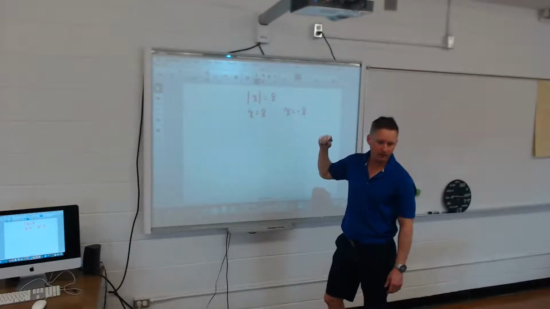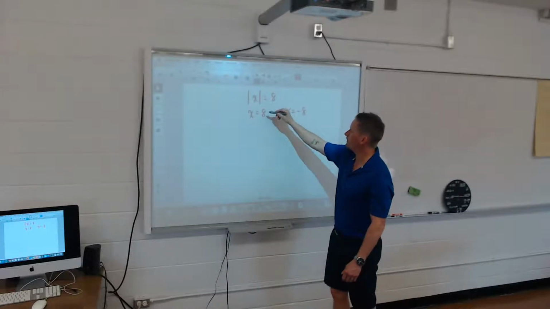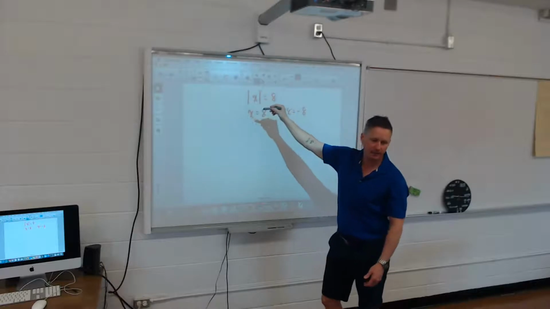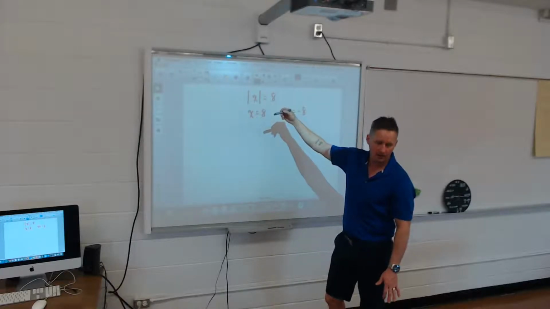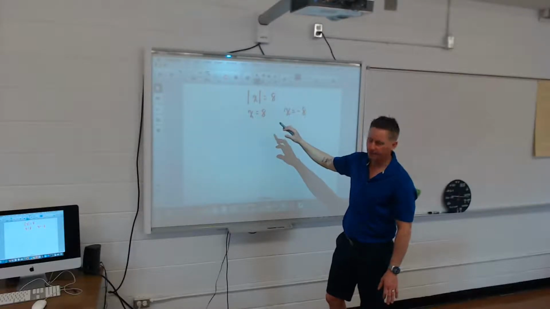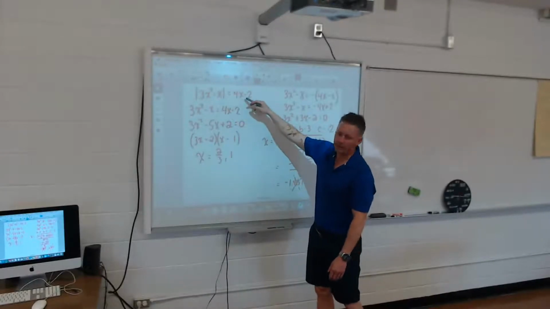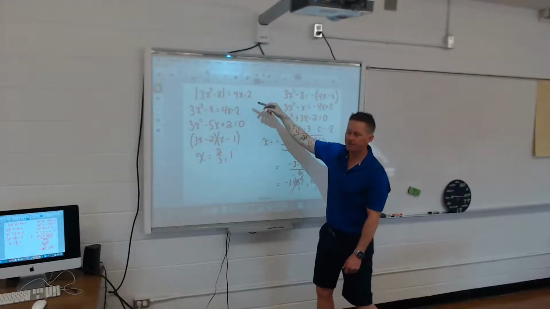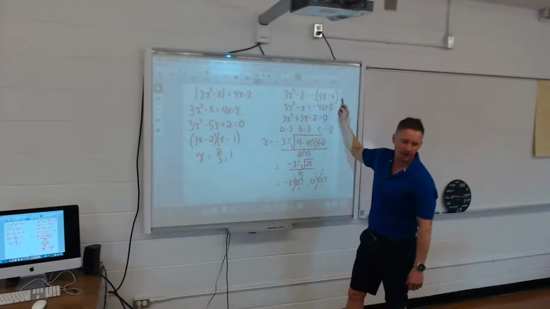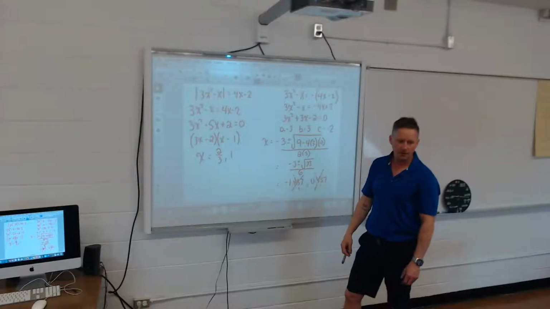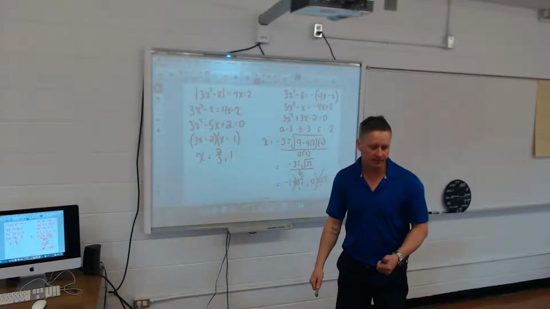You agree? Okay, yeah. So if I put 8 inside an absolute value, it's still 8. And if I put negative 8 inside the absolute value, it's still 8. Right? You understand that? Okay. So what I'm doing here is the absolute value can equal positive 4x subtract 2, or it can equal the negative of 4x subtract 2. So I have to do it twice, once as a positive and once as a negative.